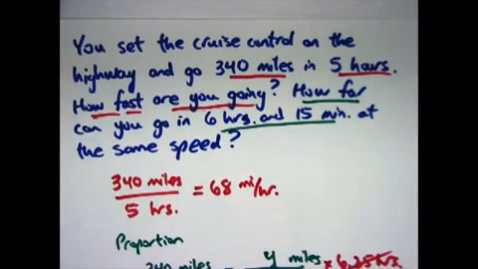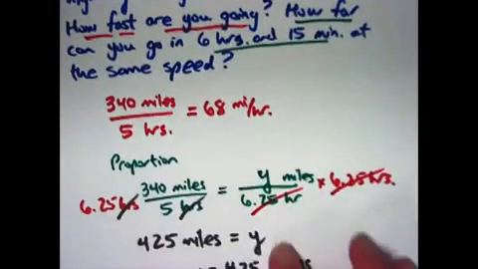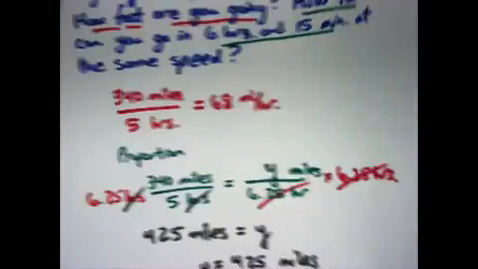This problem here: you set the cruise control on the highway and you go 340 miles in 5 hours. How fast are you going and how far can you go in 6 hours and 15 minutes at the same speed? We saw that the speed was 68 miles per hour and the distance you could travel in that amount of time was 425 miles. In the last video we graphed that relationship.